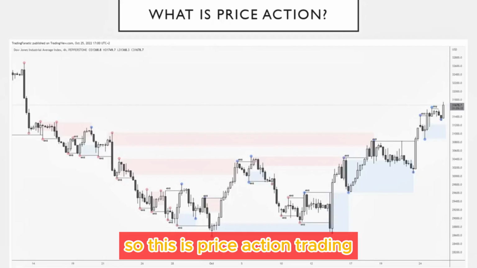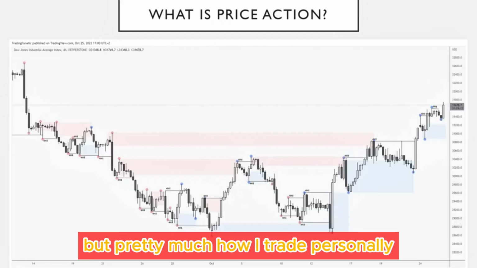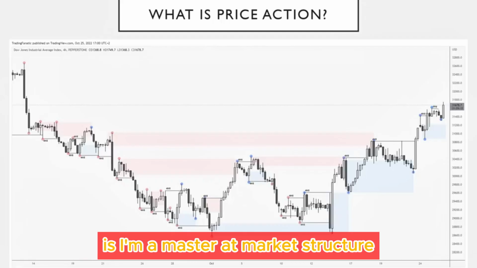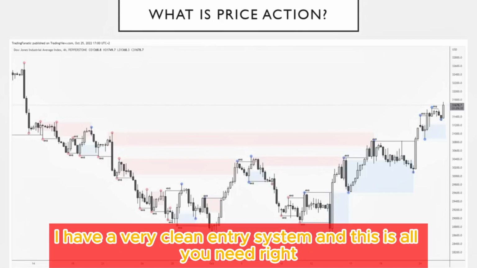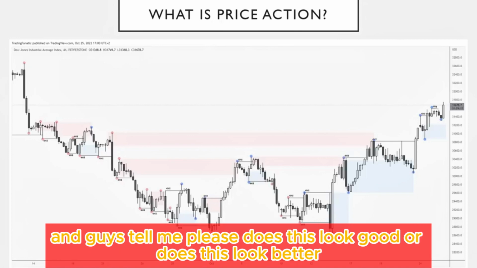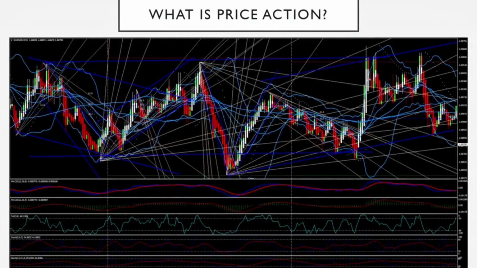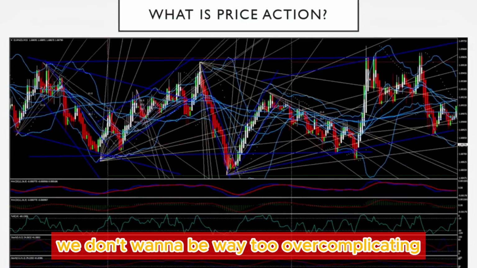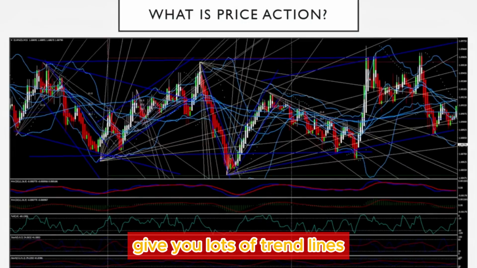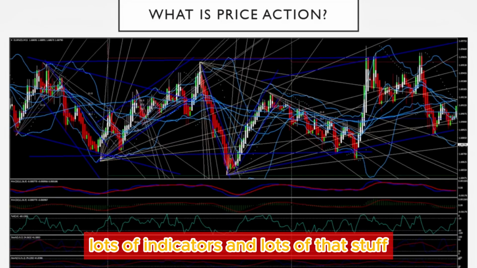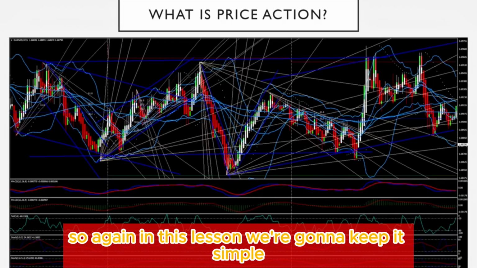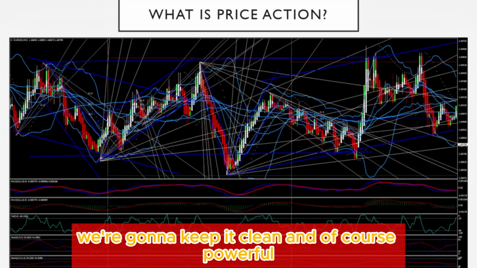So this is price action trading, but how I trade personally is I'm a master at market structure. I have combined it with supply and demand. I have a very clean entry system, and this is all you need, right? And guys, tell me please, does this look good or does this look better? Again, we don't want to be overcomplicating, with lots of trend lines, lots of indicators, and lots of that stuff. So in this lesson, we're going to keep it simple. We're going to keep it clean and, of course, powerful.